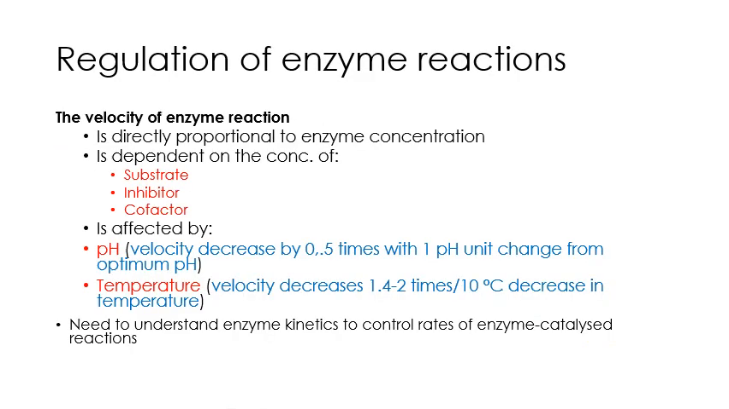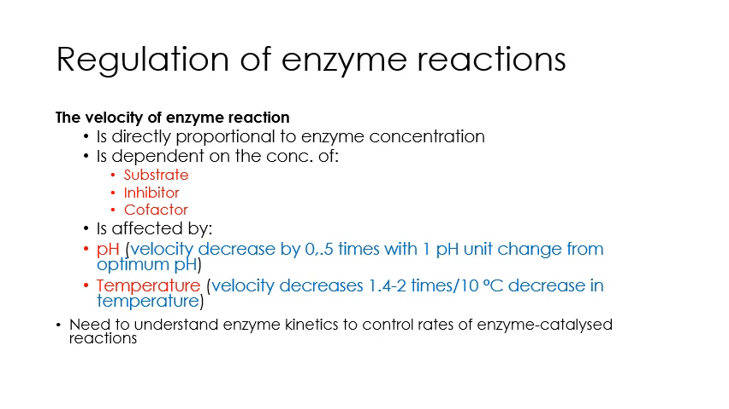So there are also regulations on the enzyme reactivity. We can look at the velocity of enzyme reactions, which is directly proportional to the enzyme concentration. And the velocity of enzyme reactions is dependent on the concentration of the substrate, the inhibitors, as well as cofactor. And it can be affected by change of pH.